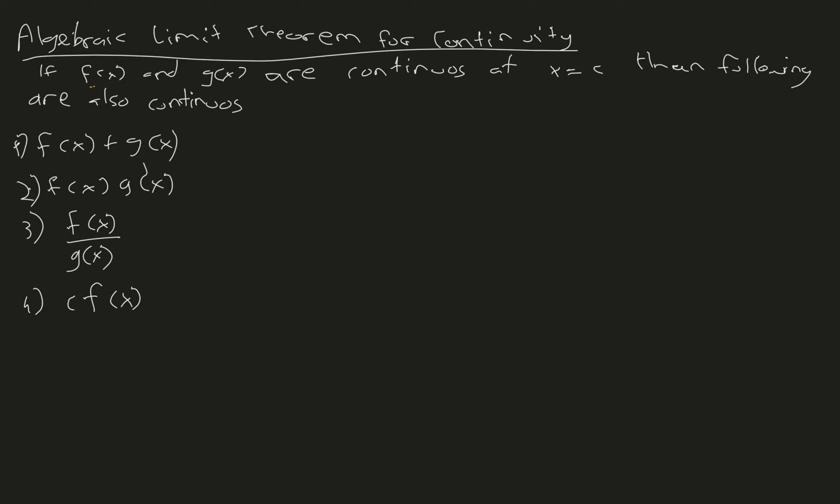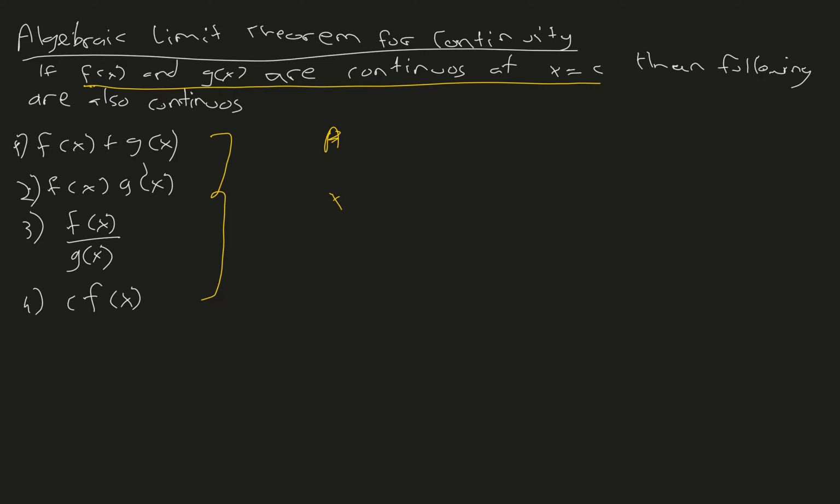So let's take a look at the algebraic limit theorem for continuity. This is a pretty useful theorem, and it builds upon what we did at the start of the video. It says that if f of x and g of x are continuous at the point x equals c, then the following are also continuous at the point x equals c: f of x plus g of x, f of x times g of x, f of x divided by g of x, and c times f of x, where c is some constant in the real number line. From this algebraic limit theorem, we get that all polynomials are continuous.